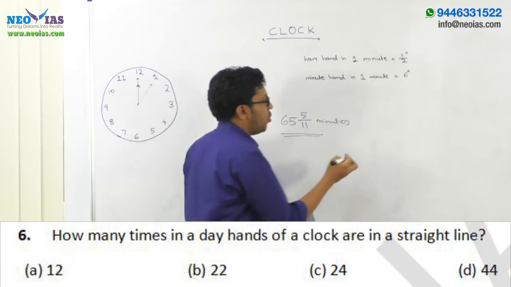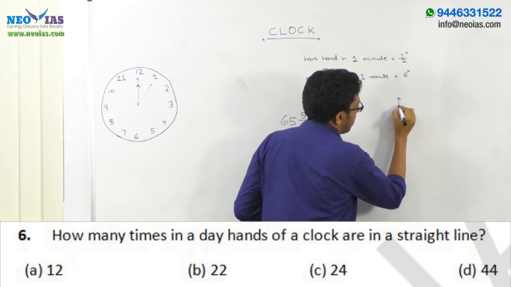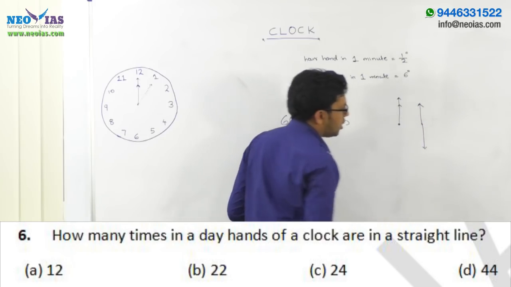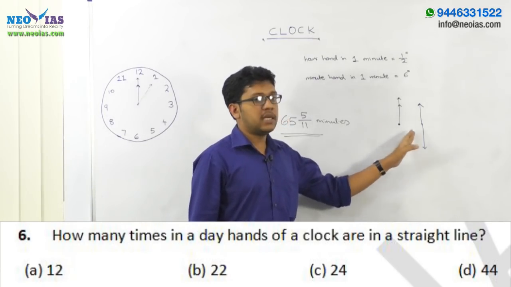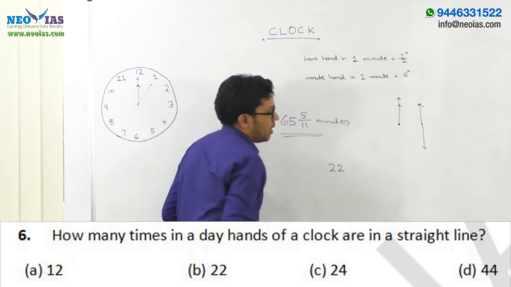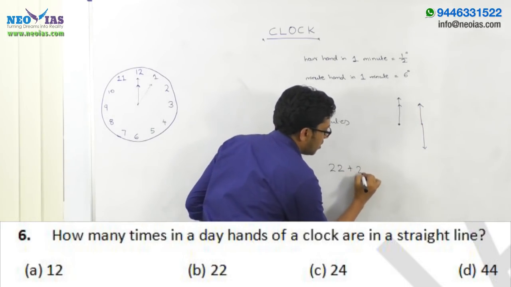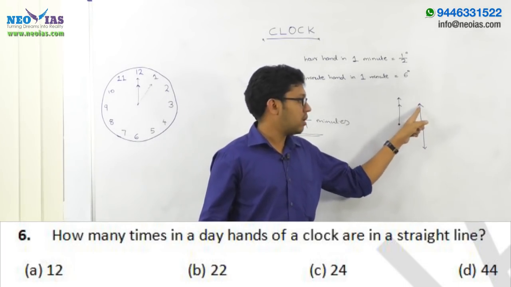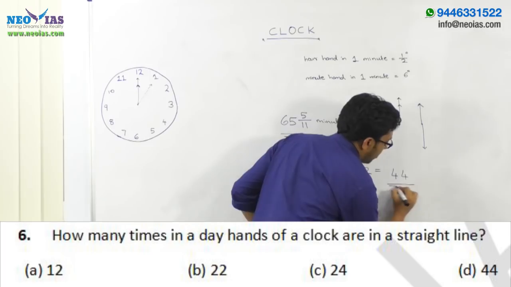A straight line can be considered in two ways. Either the hands of the clock are in this way, or the hands of the clock are in this way. Both are straight lines. For coincidence, how many chances are there in a day? 22. Like that, for this straight line, there are again 22 chances. So both can be considered as a straight line, so the total chance in a day for a straight line is 44 times.